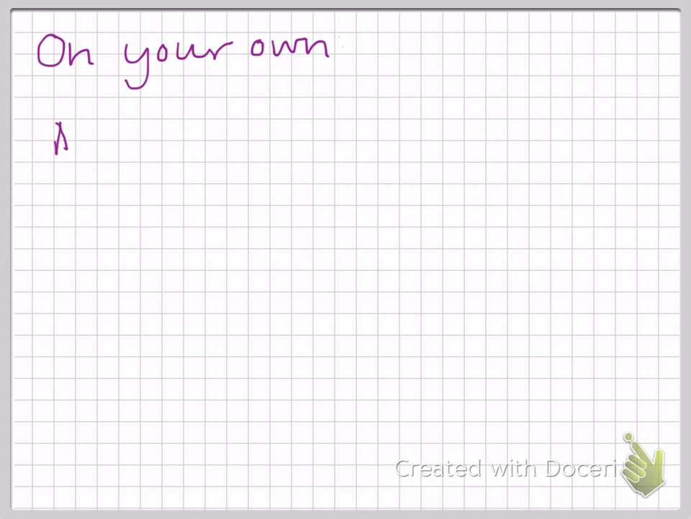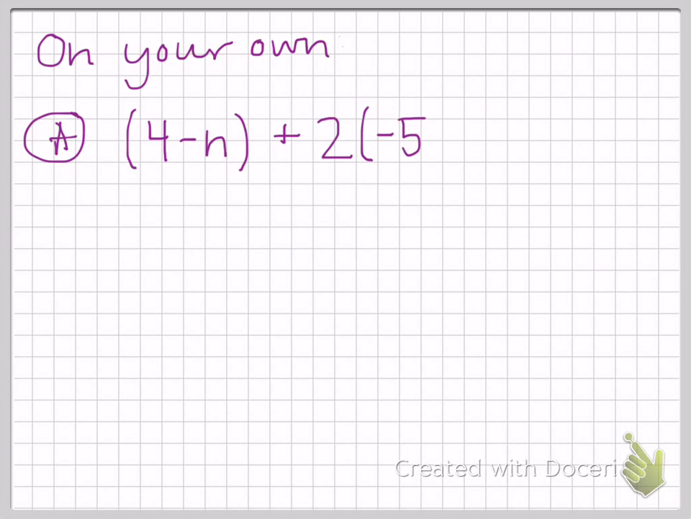Let's do A. I'm only going to give you 2. Let's do 4 minus n, in parentheses, plus 2 times negative 5n plus 3. Okay, give it a shot.